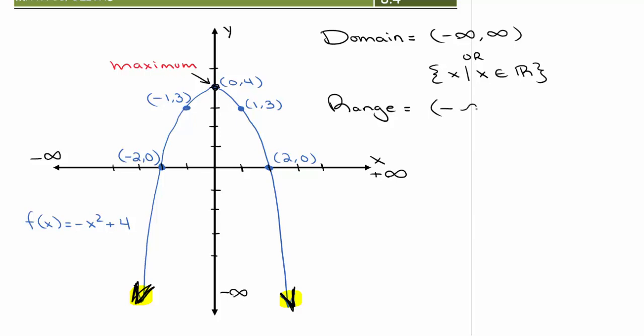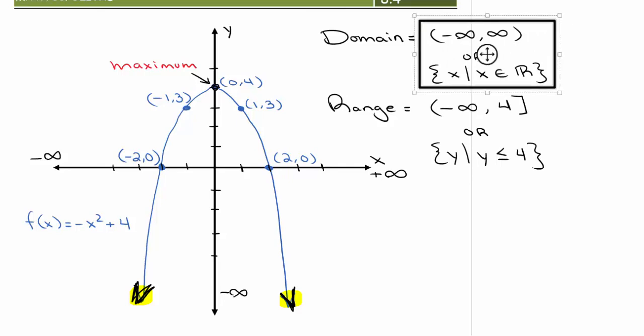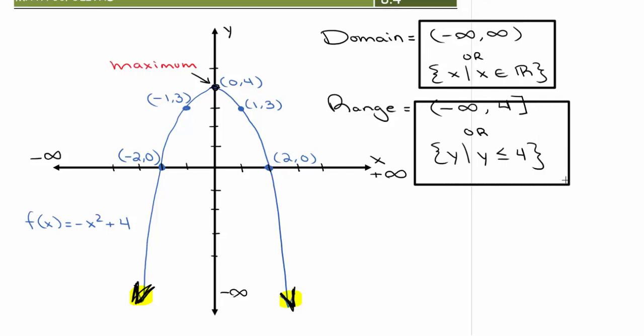Always parenthesis on infinity. Infinity is not bounded, right? That's why we use parenthesis on infinity. And then 4, it's closed on 4, so we're going to use a square bracket. Or another way we could write this would be the set of all y such that y is less than or equal to 4. So make sure that if you are providing this information, especially on a test, that you are boxing in this information so it's easy to find.